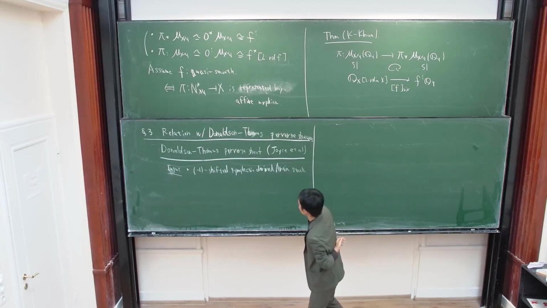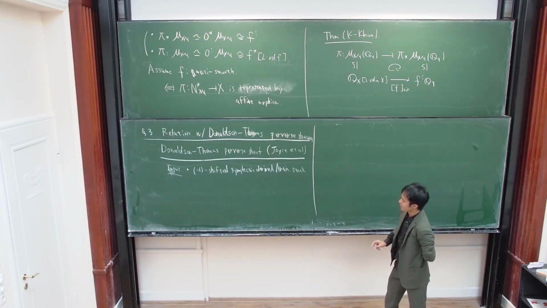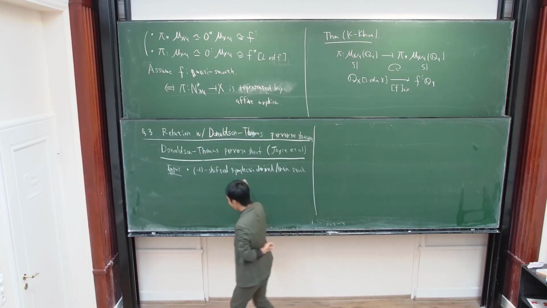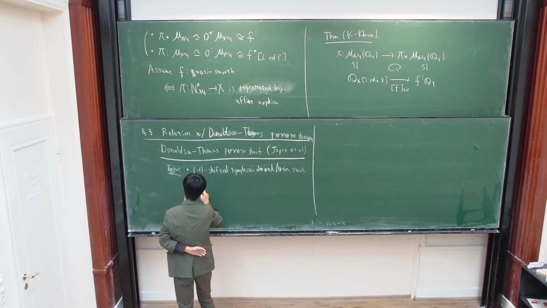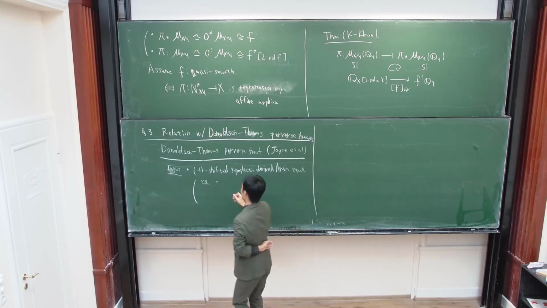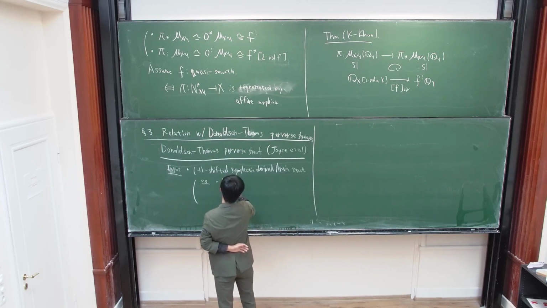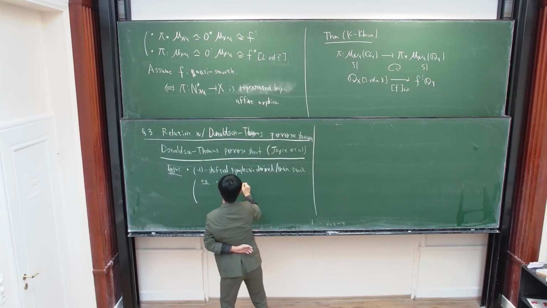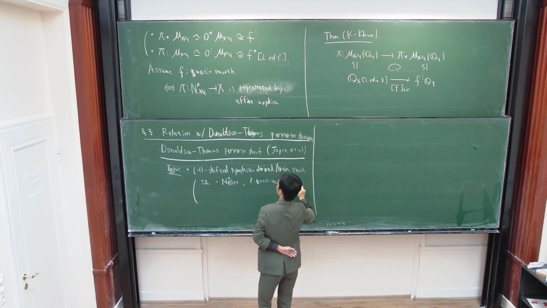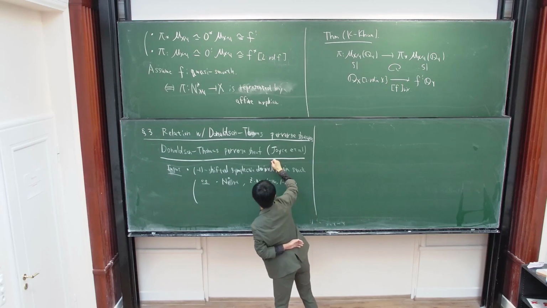Yeah, so, right. So now the input data is a -1 shifted symplectic derived Artin stack. So let me give 2 examples. The simplest example is the absolute conormal bundle of the constant sheaf, where Z is a quasi-smooth derived Artin stack. I want to say this is a derived Artin stack.